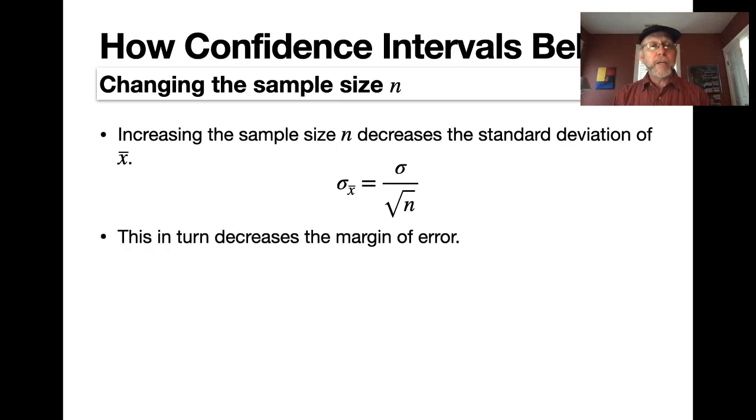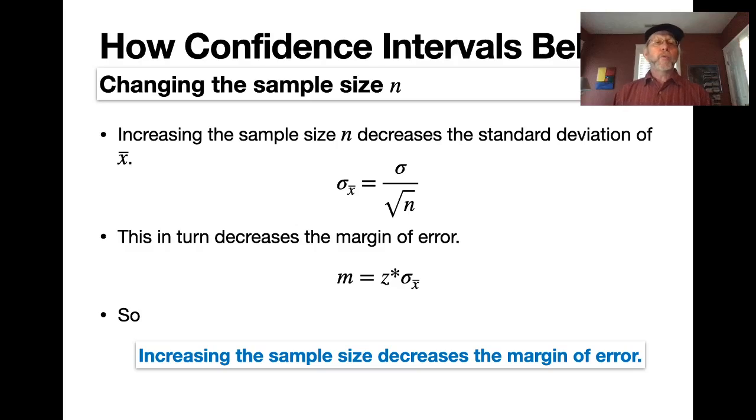This in turn decreases the margin of error because the margin of error is just a multiple of that standard deviation of x bar. So if sigma of x bar decreases, so does the margin of error. And therefore, increasing the sample size decreases the margin of error.